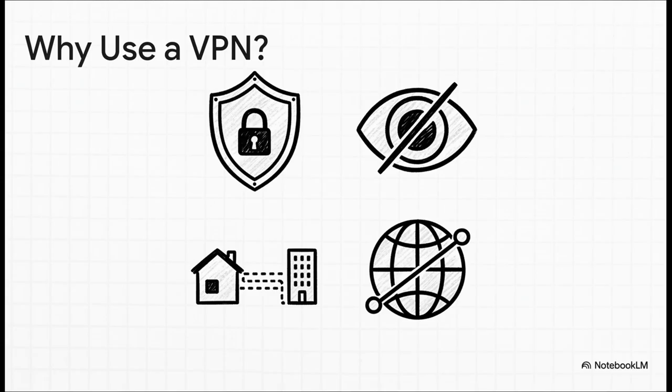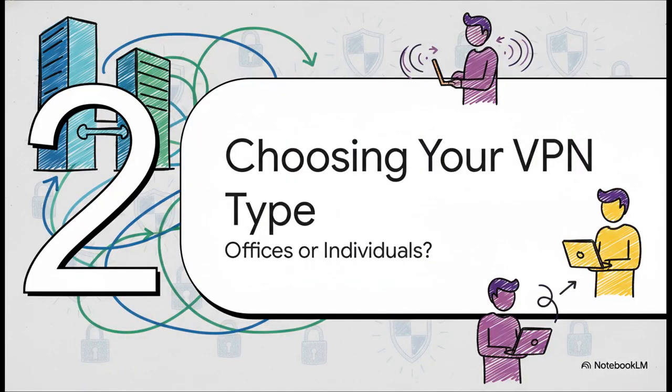So you might be wondering, why would an organization go through all this trouble? Well, this slide lays it out perfectly. The number one reason is security: encrypting your data so no one else can read it, period. Then you've got privacy, hiding your location and identity. But for businesses, the real killer apps are remote access, letting your employees work securely from literally anywhere, and geographical flexibility, which lets you link up offices in different cities or even different countries like they're all part of one big cohesive network.